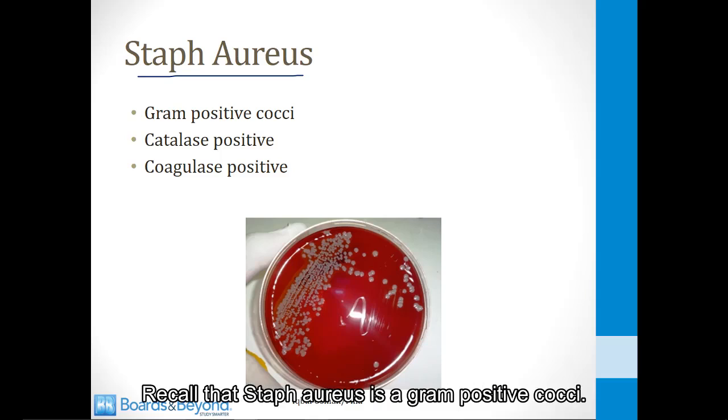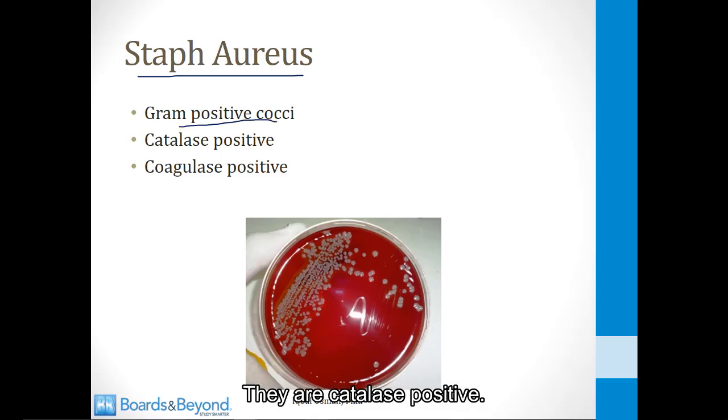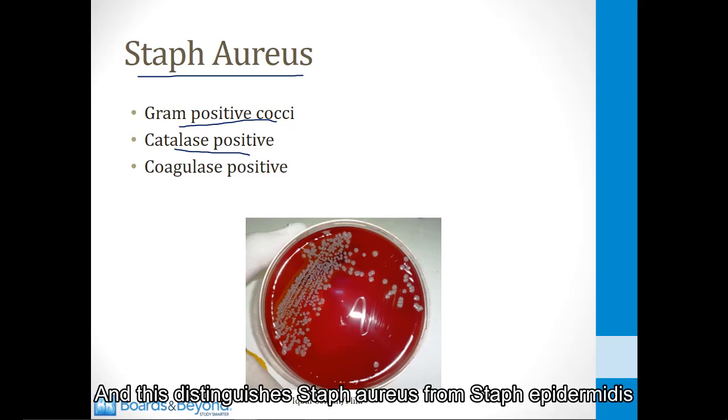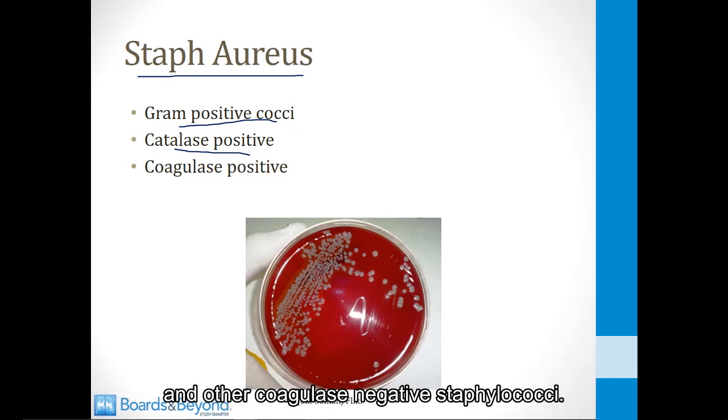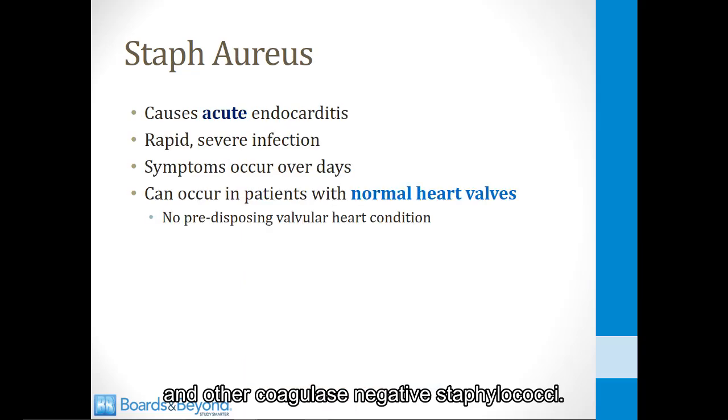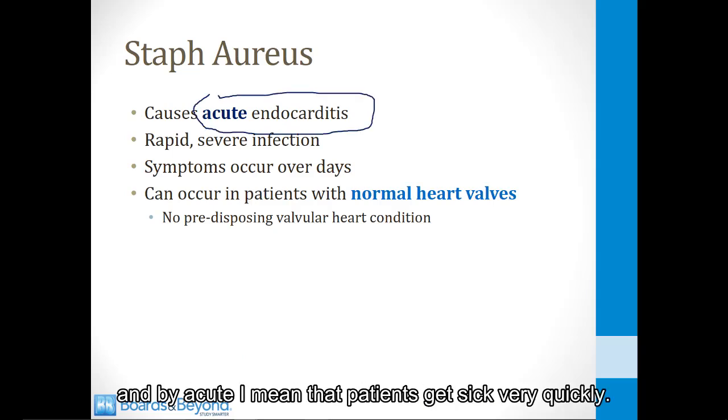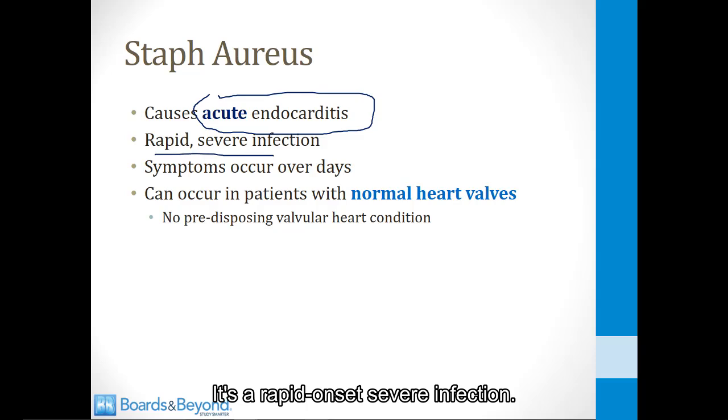Recall that Staph aureus is a gram-positive cocci. They are catalase positive. All staphylococci are catalase positive, and they are also coagulase positive, and this distinguishes Staph aureus from Staph epidermidis and other coagulase negative staphylococci. Staph aureus is a very dangerous bacteria when it causes endocarditis. It causes an acute form of endocarditis, and by acute, I mean that patients get sick very quickly. It's a rapid onset severe infection.